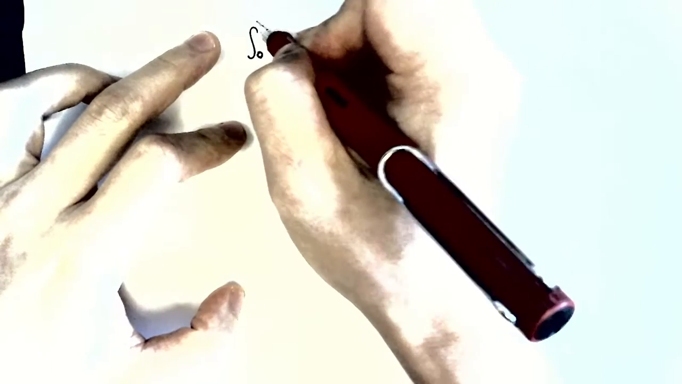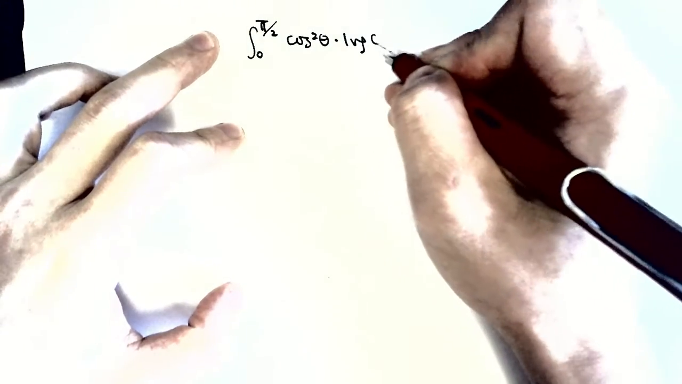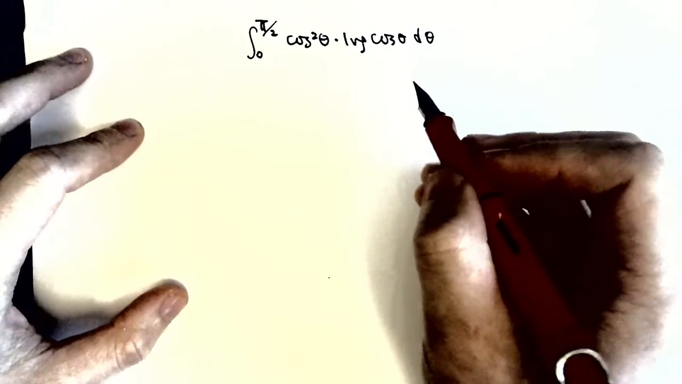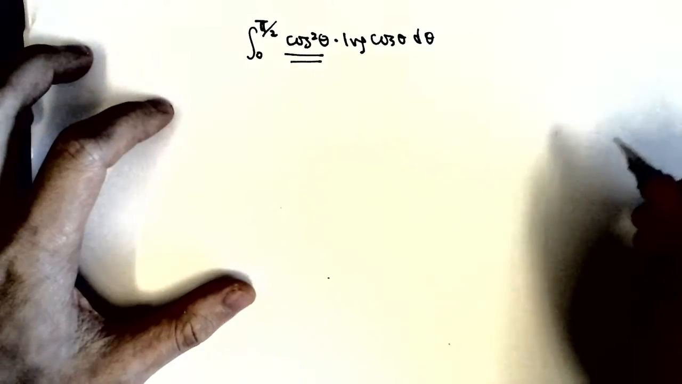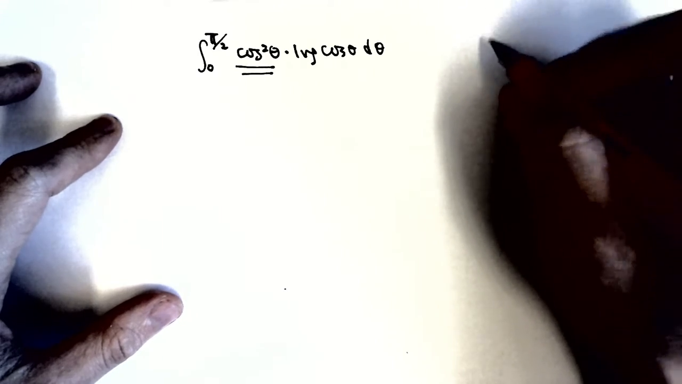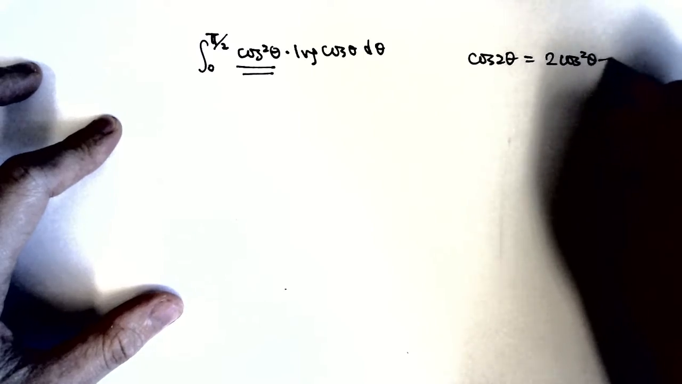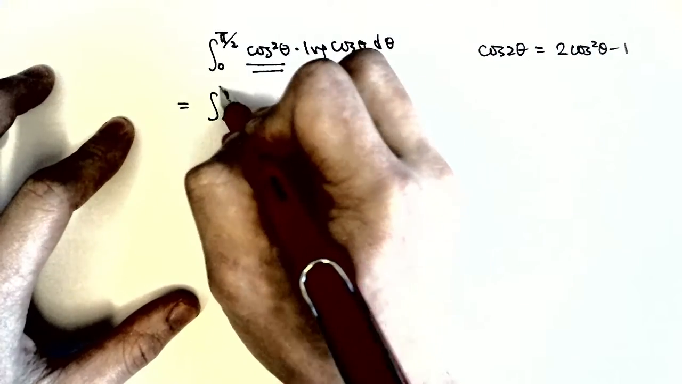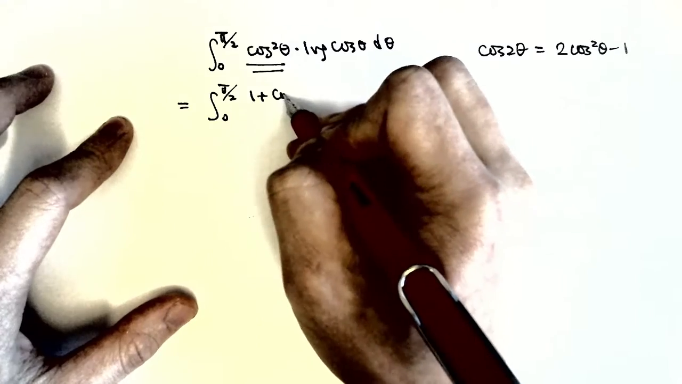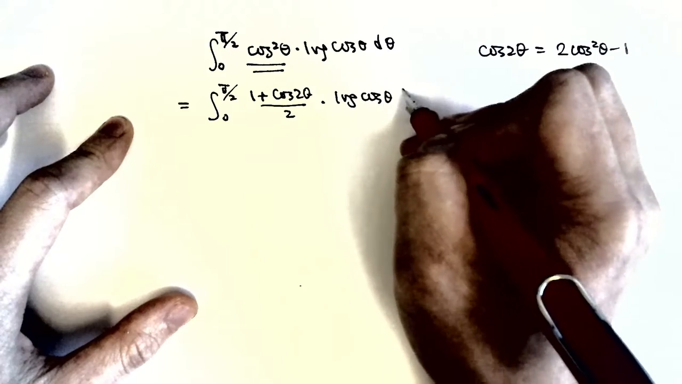Hello everybody, today we will do another integral: the integral from 0 to pi over 2 of cosine square theta times log of cosine theta d theta. To attack this integral, we observe that the cosine square theta term can be replaced using the double angle formula. We know cosine 2 theta is just 2 cosine square theta minus 1. So this can become (1 plus cosine 2 theta) over 2 times log of cosine theta.